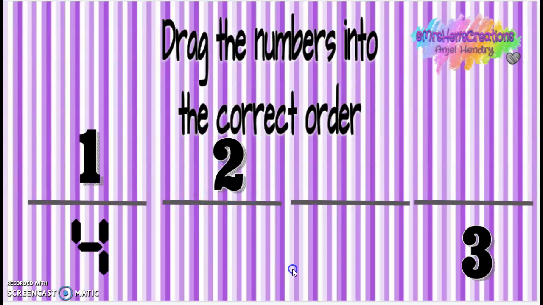All right, what comes next? 1, 2, 3, 4. So which one did I say next? 1, 2, 3. Very good. 1, 2, 3, 4. Good.